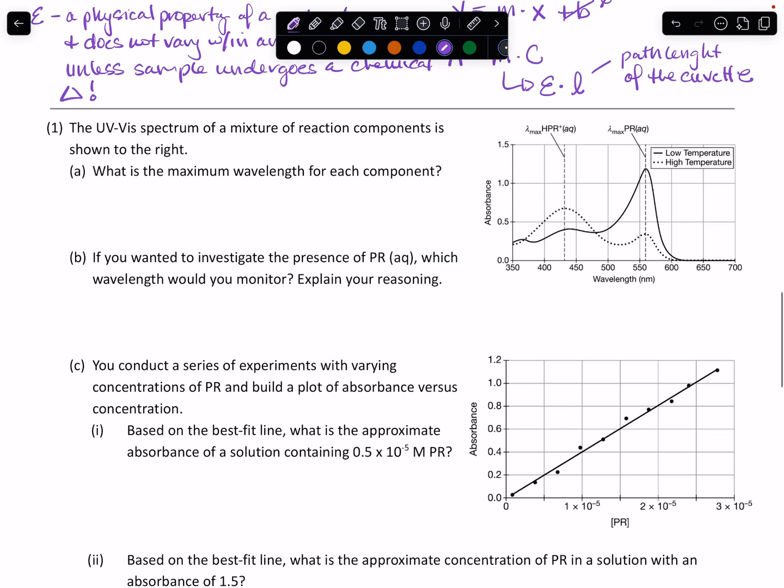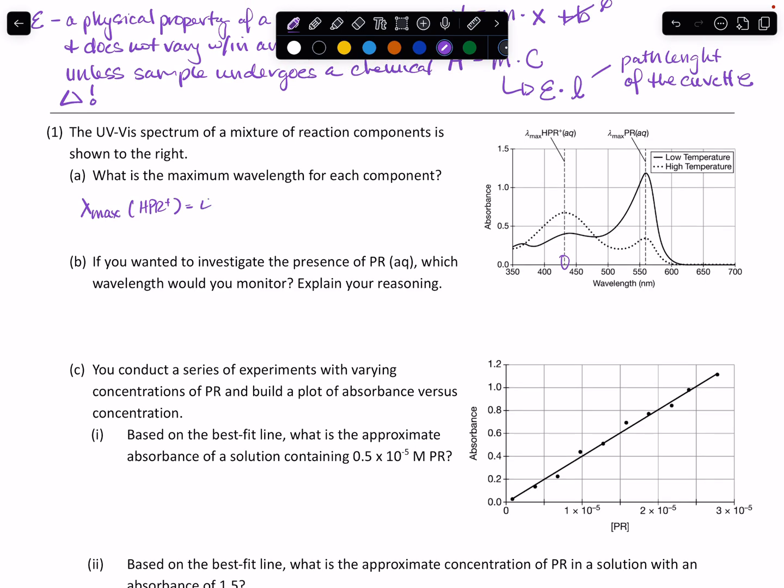So we've got a problem down here that we're going to look at. The UV visible spectrum of a mixture of reaction components is shown to the right. What is the maximum wavelength for each component? So lambda max for what's that first one? HPR plus. So if I look, its lambda max is right around here, 425. I'm going to say that's right around 440 nanometers. It might be closer to 430, but it's in there.